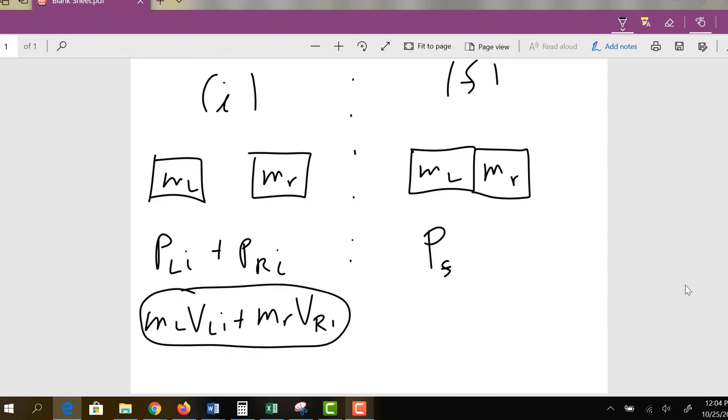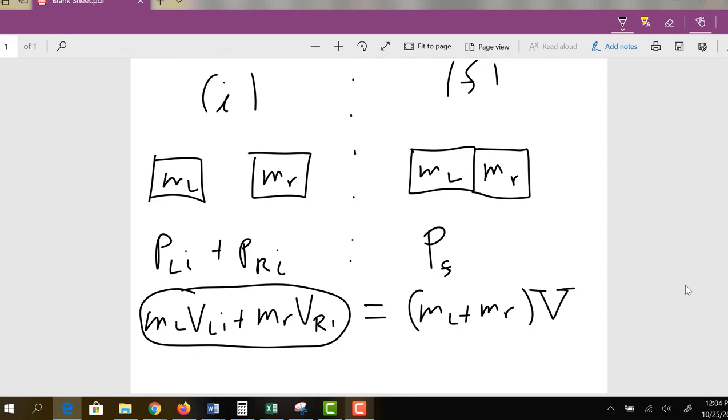Now the final momentum of the system is mass left plus mass right, and then they have a common final speed. What I know is the initial momentum is equal to the final momentum, so these have to be equal to each other. That's what we're going to test out in the lab. We're going to see if this is actually true. In theory, this is true. Experimentally, we'll have to see how good our measurements actually are.